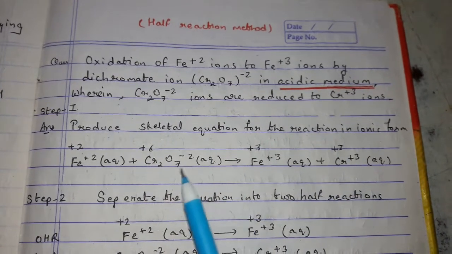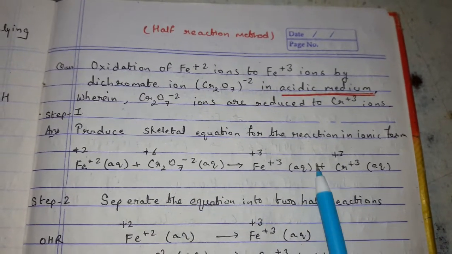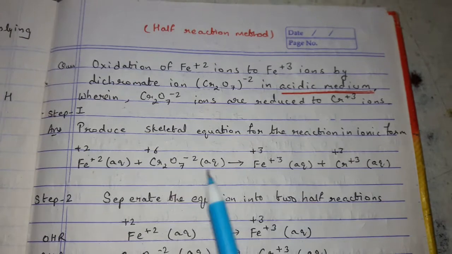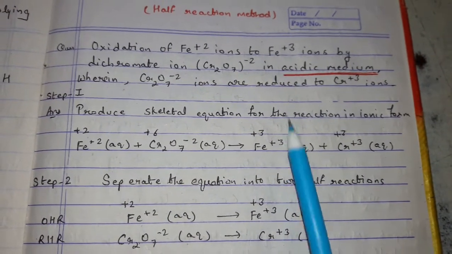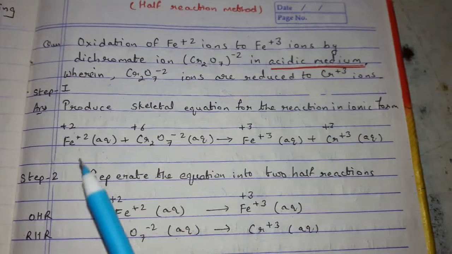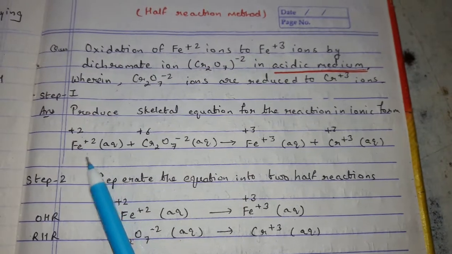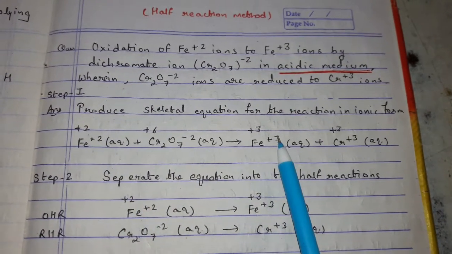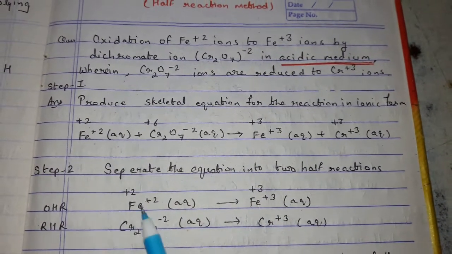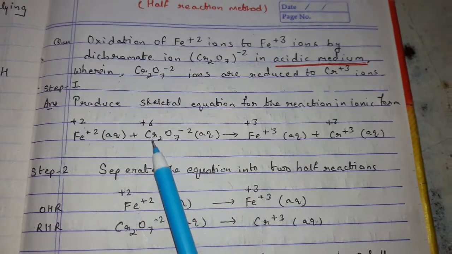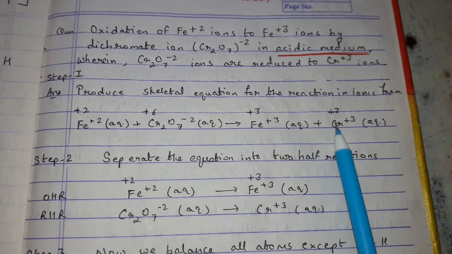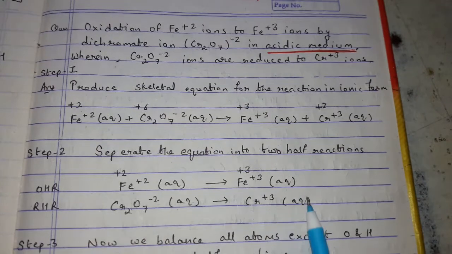Now we will divide this whole equation into two parts. One is the oxidation half reaction and the other is the reduction half reaction, as the name indicates, half reaction method. Now, which one is oxidized? Fe+2 to Fe+3, an increase in oxidation number. So we will write the oxidation half reaction in this way. And chromium +6 to +3 is the reduction half reaction, we write the reduction half reaction.